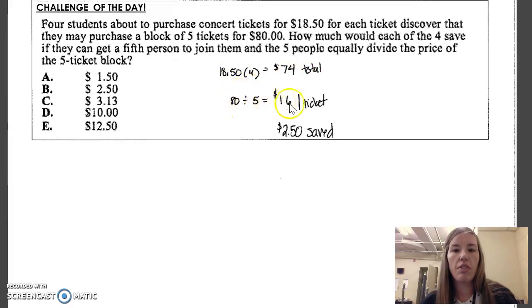Or if you divide by tickets, $80 divided by 5, they'd be paying $16 a ticket. If they only pay $16 a ticket and they would have originally paid $18.50 a ticket, they'd save $2.50.